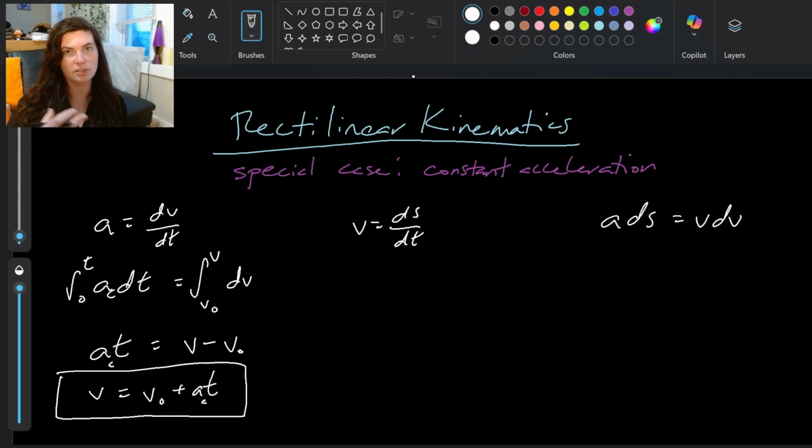These kinematic equations that we've seen so much before aren't coming out of nowhere. They're coming from these integrals. They're coming from these derivations, these relationships between acceleration, position, and velocity. So we can show the same thing here with our v equals ds/dt.